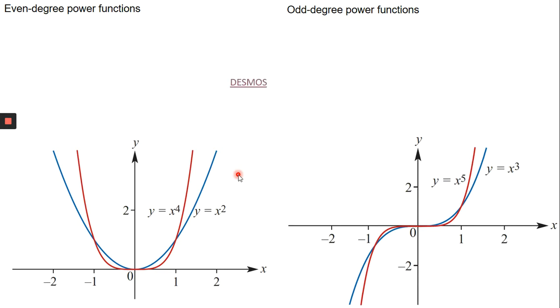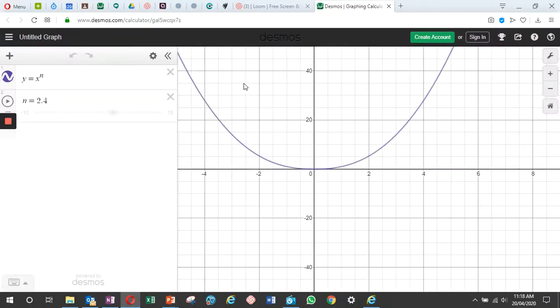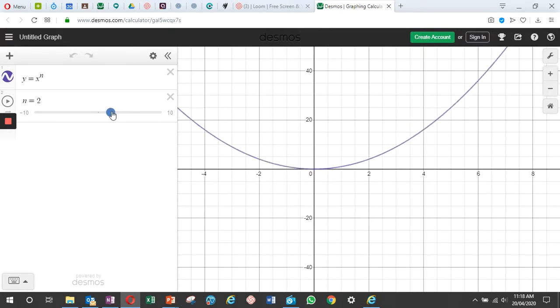Can have a look at some Desmos for this. Okay, so let's have a look if n is an even number. 2. There you go. We get this. It goes to an odd number. 3. Looks like this. 4. Looks like this, etc. So you can have a play around with that.